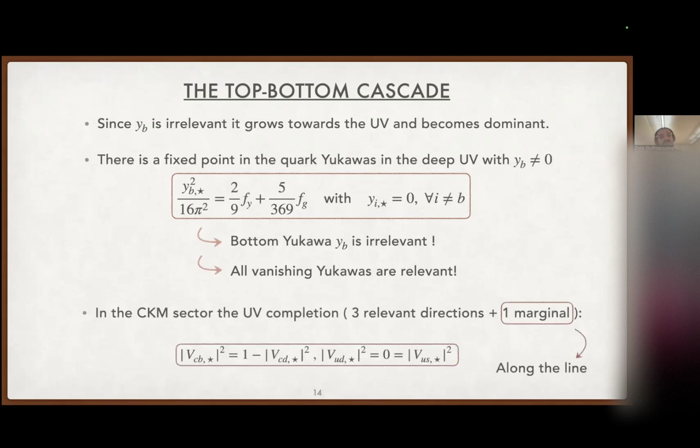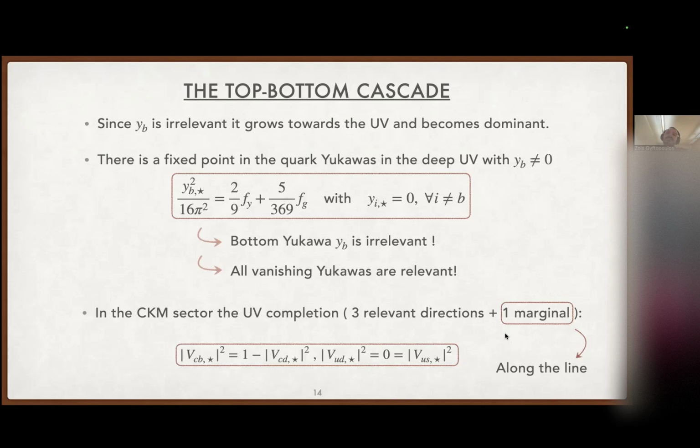Now, how does the mixing matrix look in this UV fixed point? We can find that this relation, VUD, VUS equals 0, and VCB equals 1 minus VCD, this fixed line, has actually 3 relevant directions and 1 marginal. So you can take that all of these couplings will flow away from this fixed line, apart from this marginal direction, which also indicates that this is a line. So here we found the UV completion.